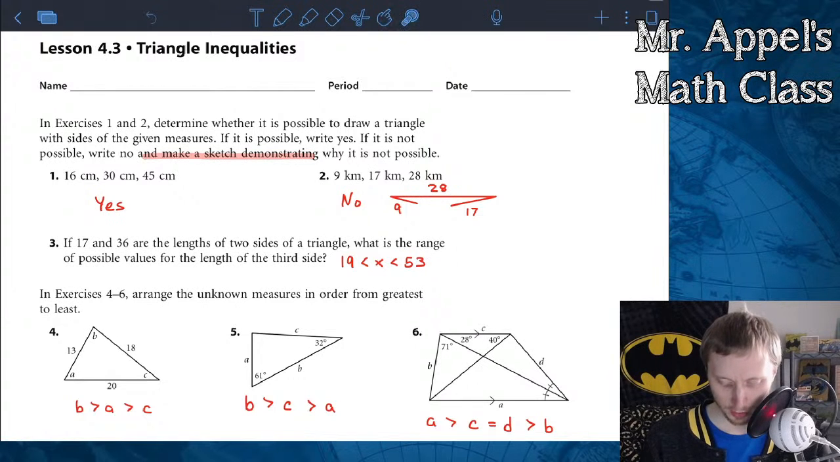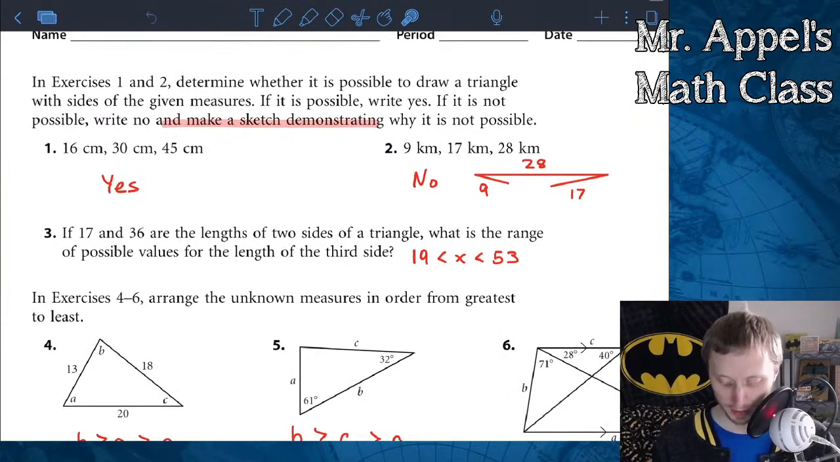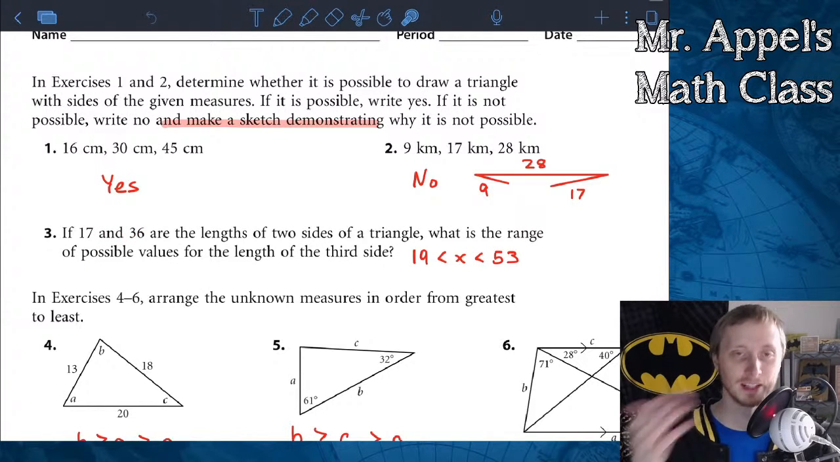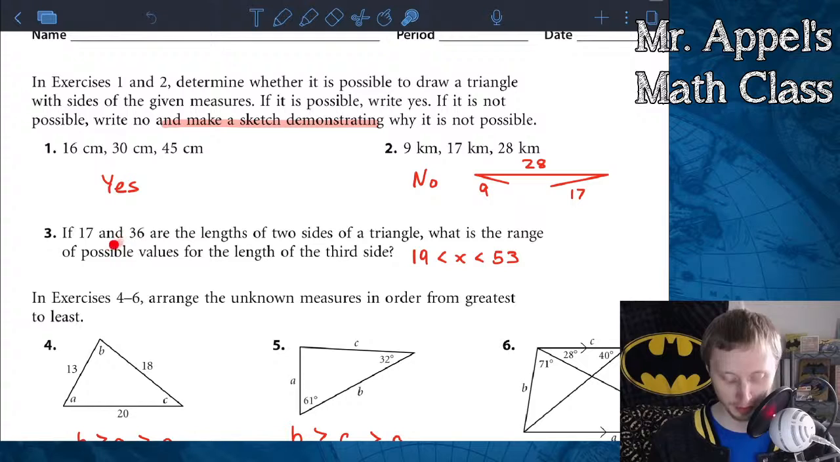One and two, pretty straightforward. Yes and no, making a triangle. For 3, you needed the range of possible triangles. So what's the biggest possible third side I could have and the smallest possible third side from these? And to get this, you're going to have to add and subtract the two known sides.